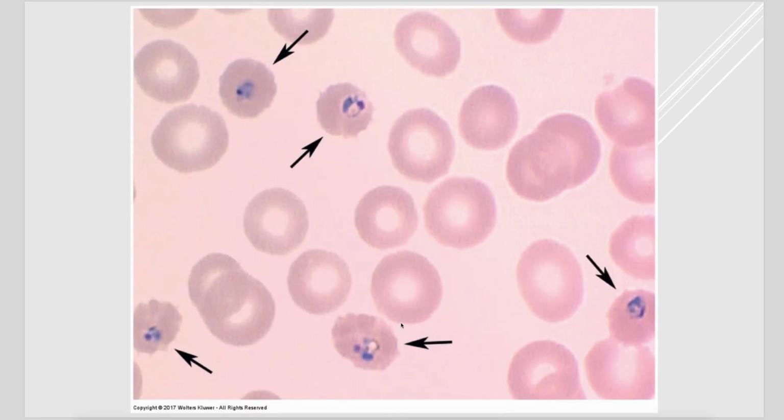So this is just showing a peripheral blood smear with these Plasmodium protozoa inside the red blood cells. You can also see how abnormal these red blood cells are once they're infected. So this is a nice normal red blood cell, and you can see how the morphology of these cells has changed.